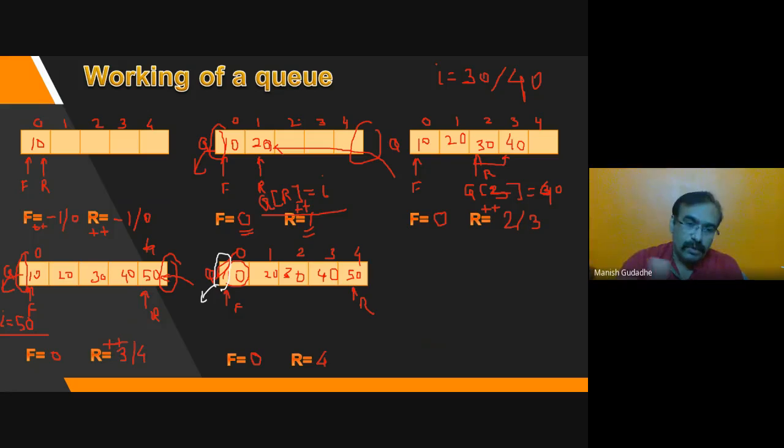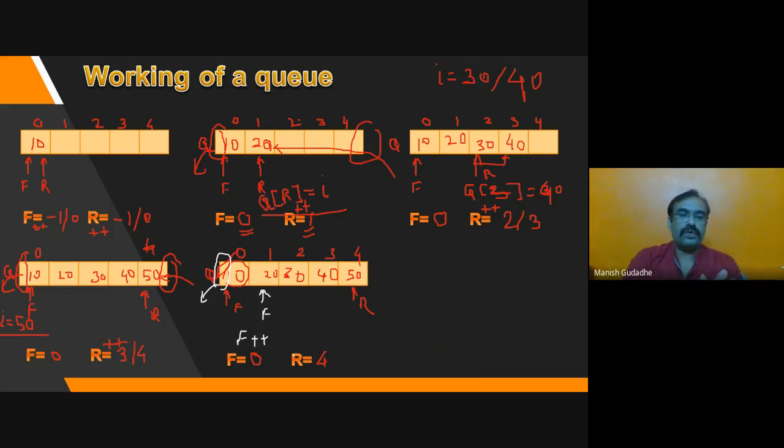So, if I am removing 10 from this, then which will become the first element? This will become the first element. So F is going to point here, and position number Q0 will be empty. So what we did here, simply F minus minus. Okay. So we'll first remove Q of F, that is Q of 0, and F plus plus, not F minus minus, I'm sorry, F plus plus.